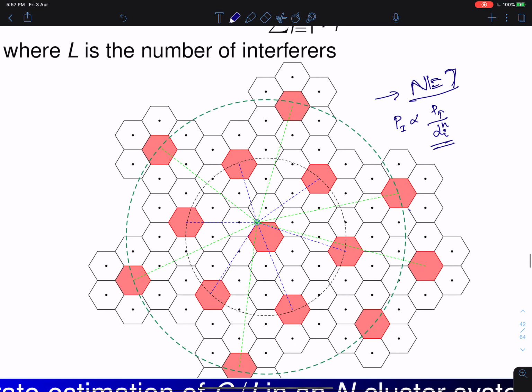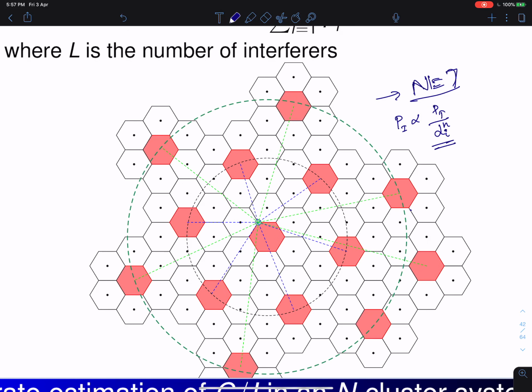Now interferers are of different types here. Based on their proximity, we classify them into different kinds of interferers. So the first interferers are the nearest interferers. Those are called the tier 1 interferers, shown here on a circle.